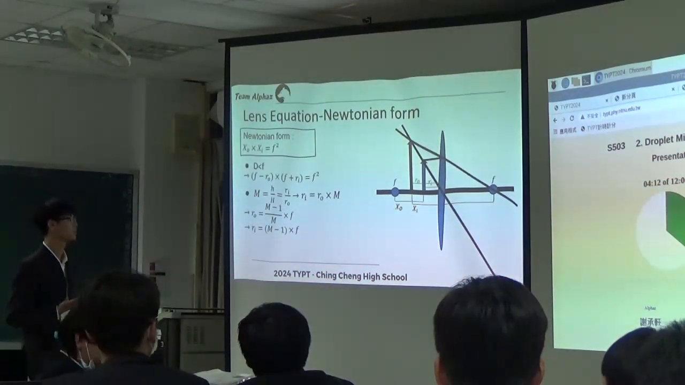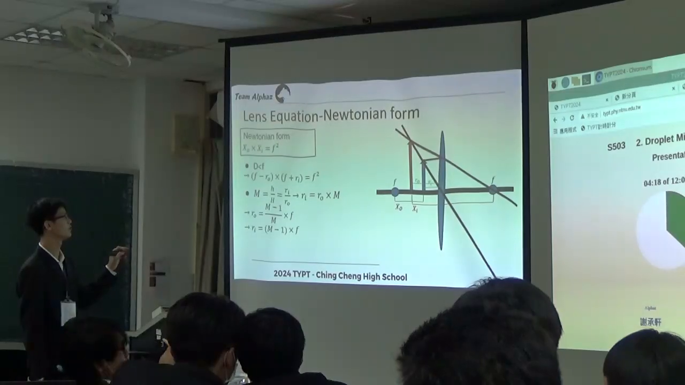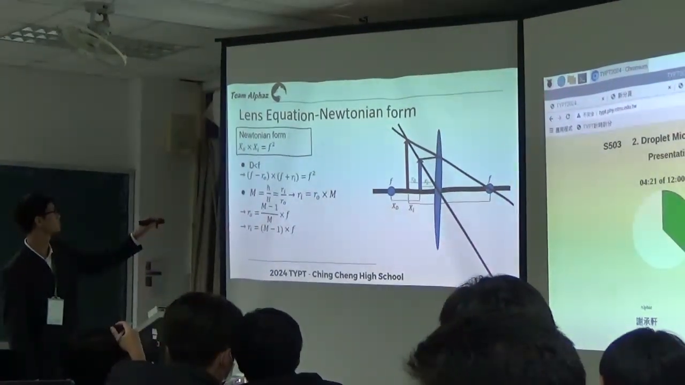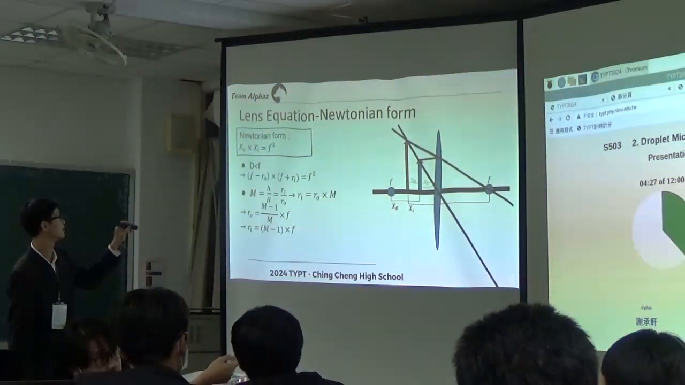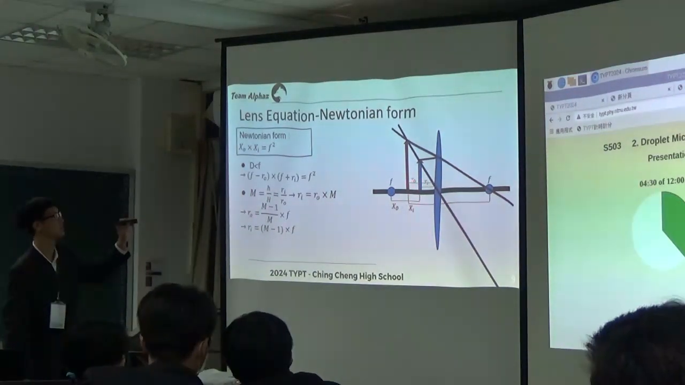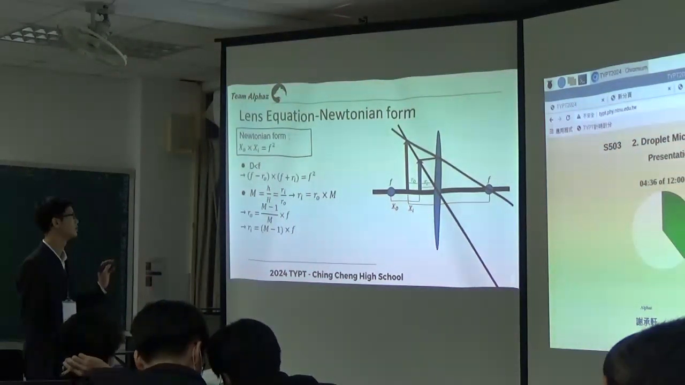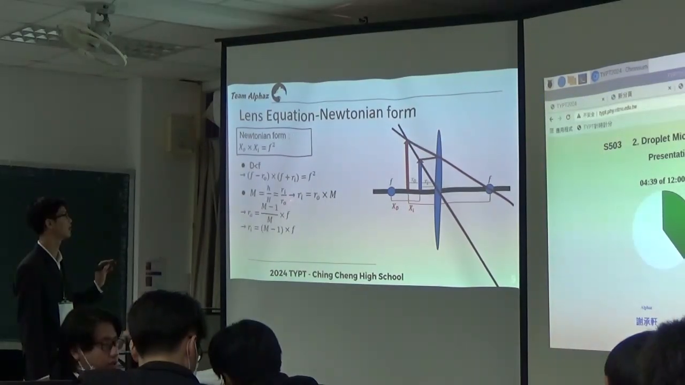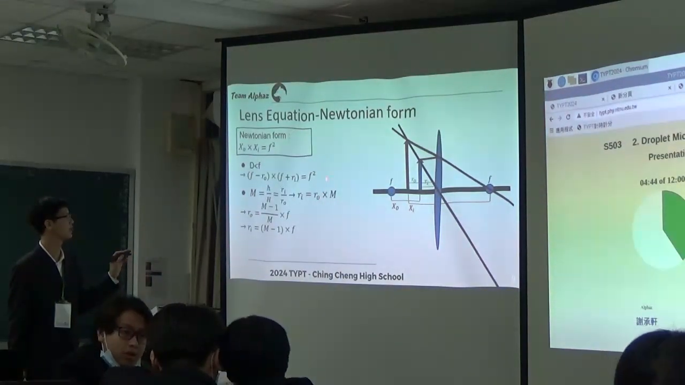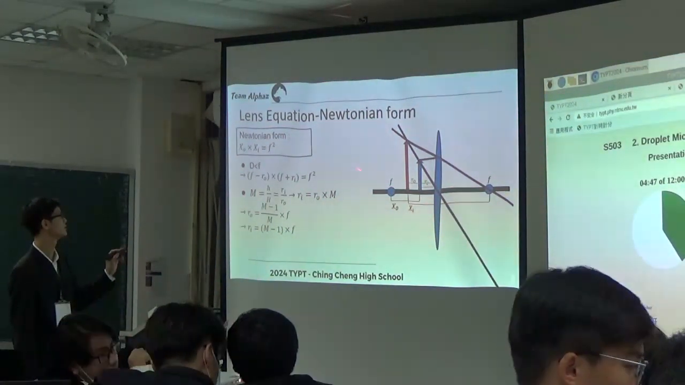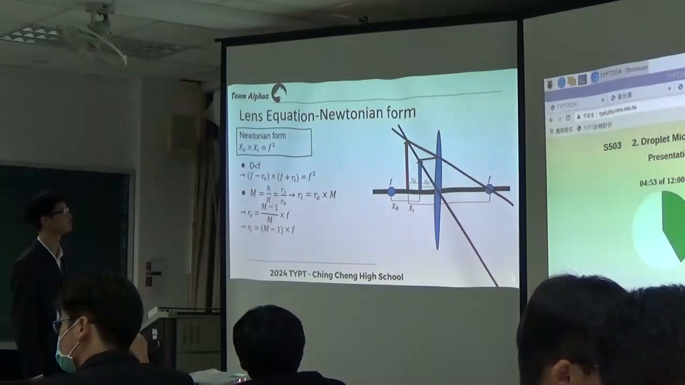Then the magnification can be represented as small h over big H. The small h is the image height, and big H is the object height, and it's equal to Ri over Ro. So we can get Ri is equal to Ro times M. So we can put it into the lens equation to get Ro and Ri.